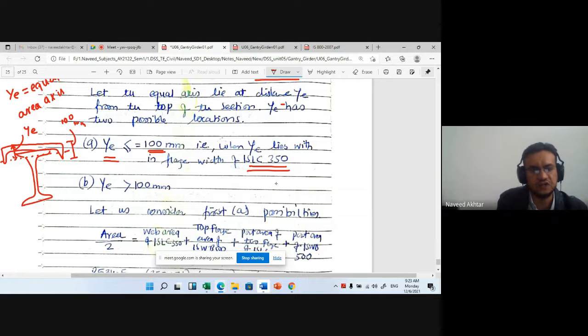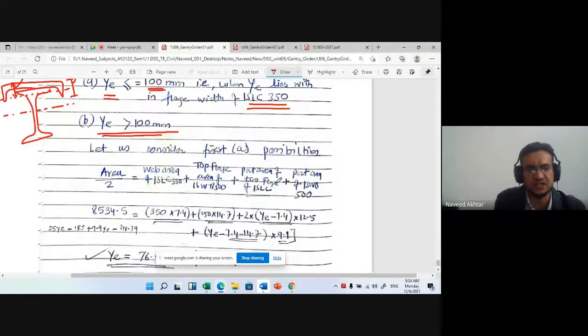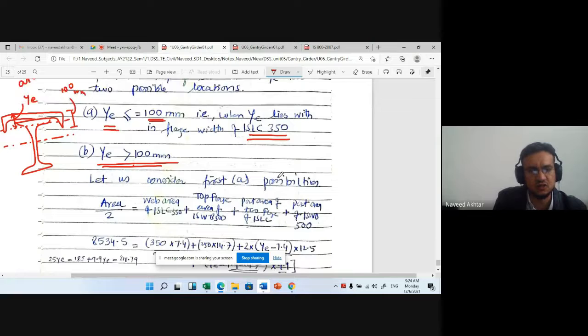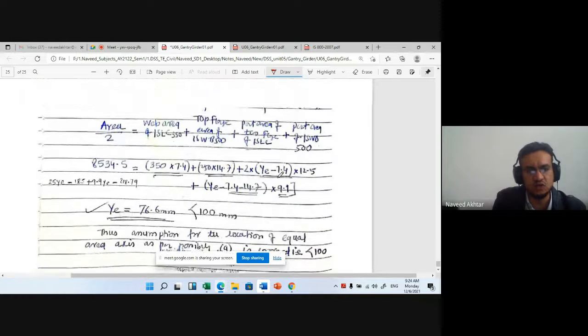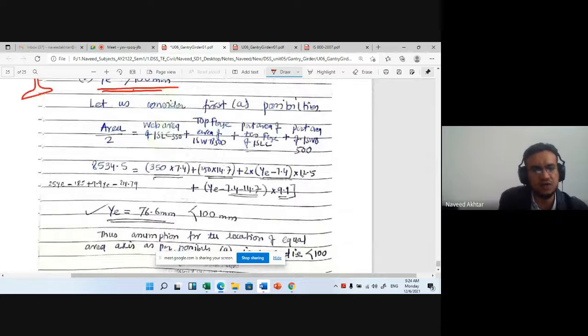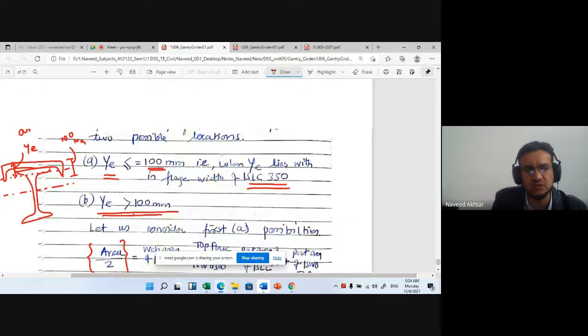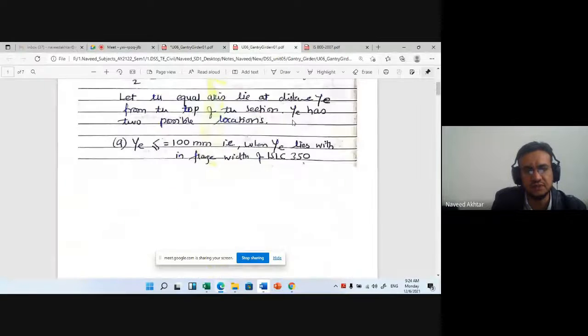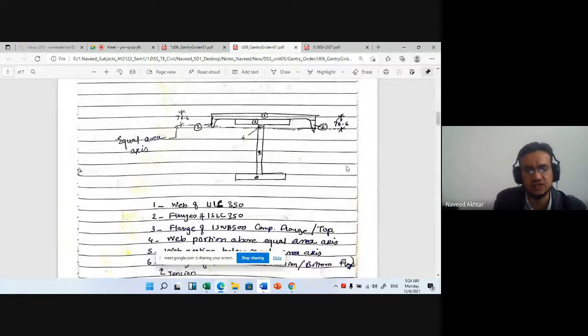That is one case. The second case is YE lies below the flange, so YE is greater than 100 mm. So we will consider the first case. Let us consider the first possibility, that our YE lies within the flange. So how to find out the YE? So half area, area by 2, is equal to the web area of ISLC 350. If you look at the figure, you will understand.